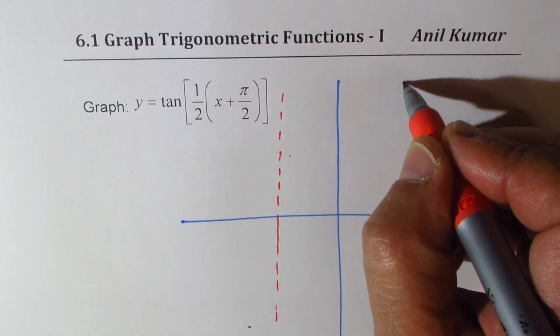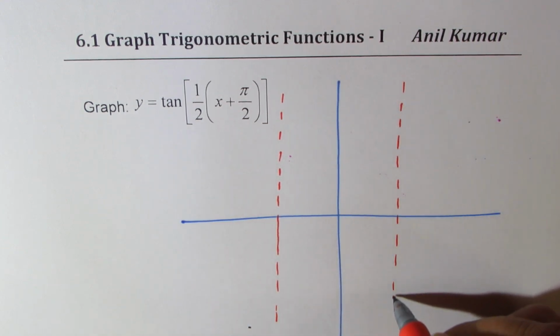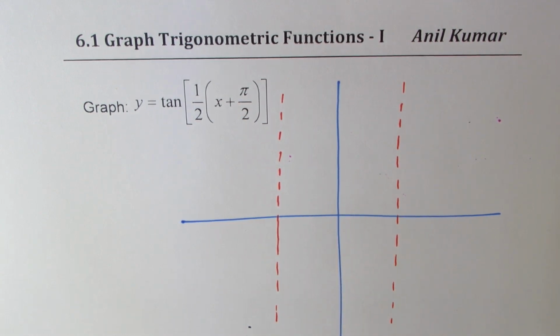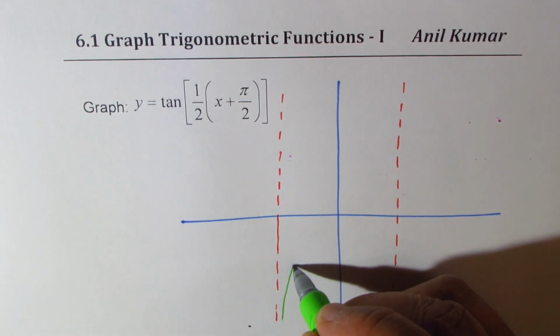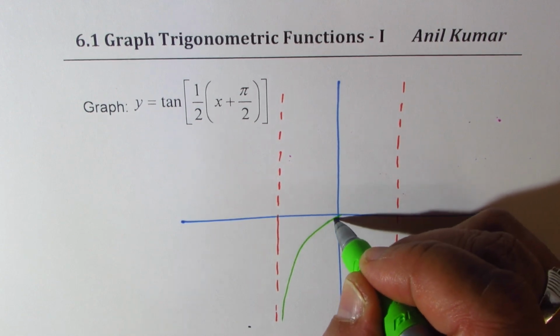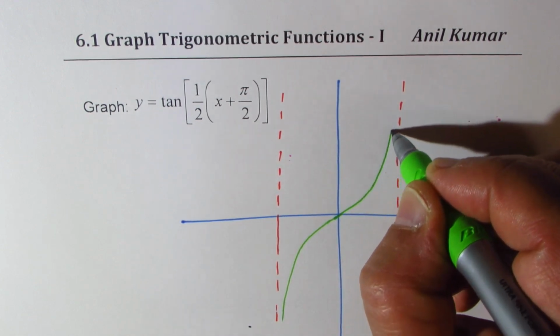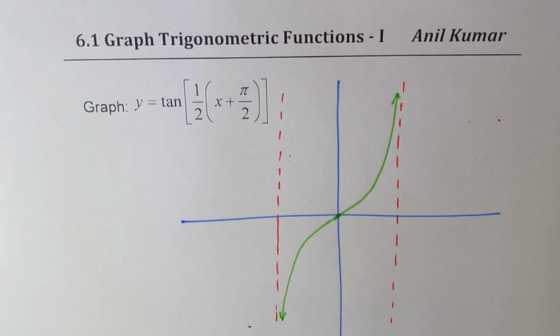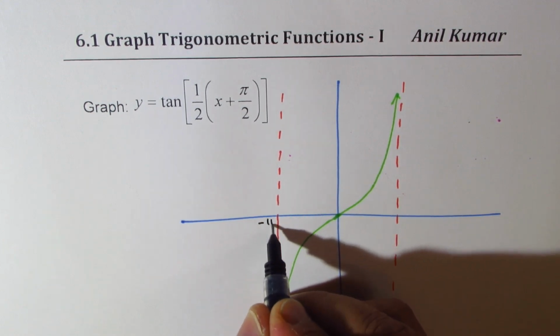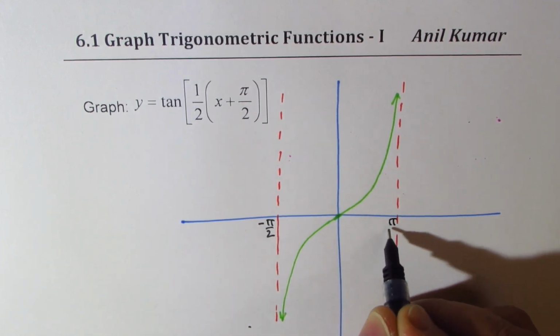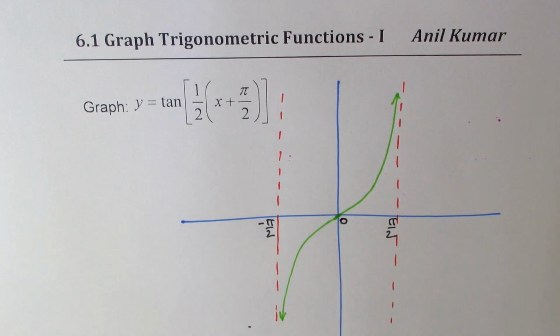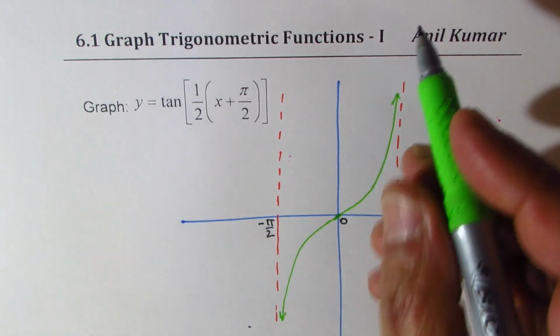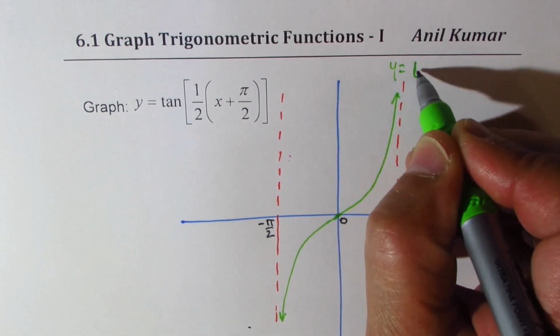So it has vertical asymptotes at pi by 2, right? So the graph of the function is normally like this. This goes through 0. And these are the vertical asymptotes. So this is minus pi by 2. This is plus pi by 2. That is 0 for us. Now this is the graph for y equals to tan x.